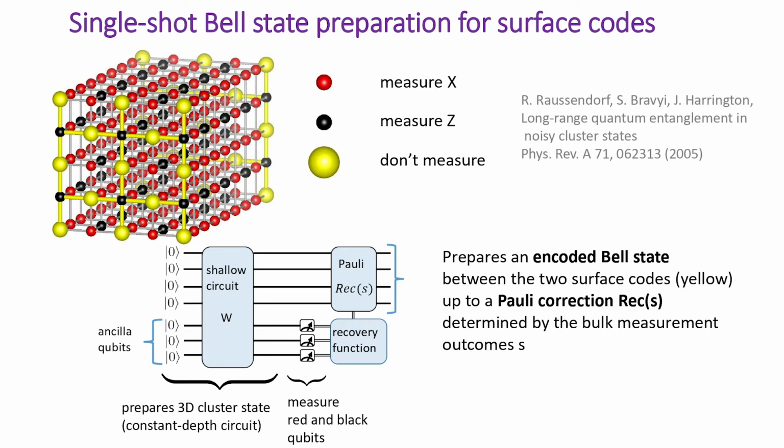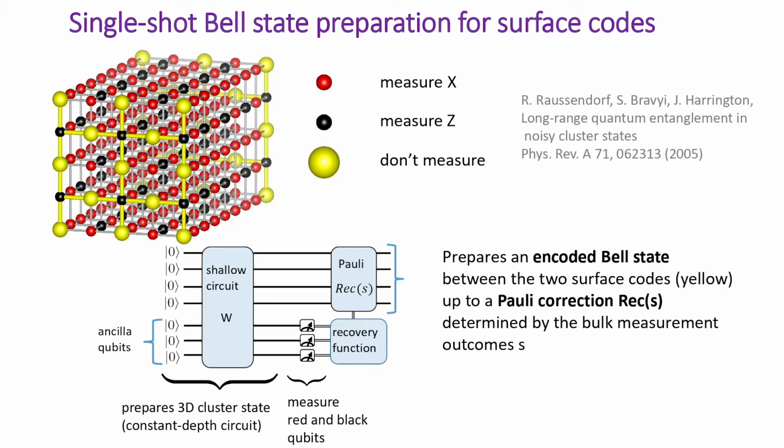What they're saying is you should start with this 3D cluster state and you measure all the red and black qubits using single qubit measurements. And then what you end up with on the surface, these yellow qubits, will be a Bell state encoded in two surface codes. And this is true up to Pauli correction. The Pauli correction is determined by the measurement outcomes you got in the bulk from these red and black qubits.